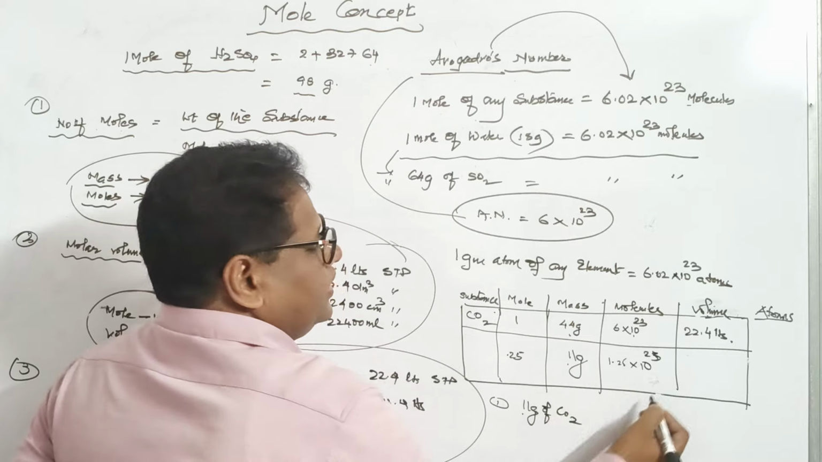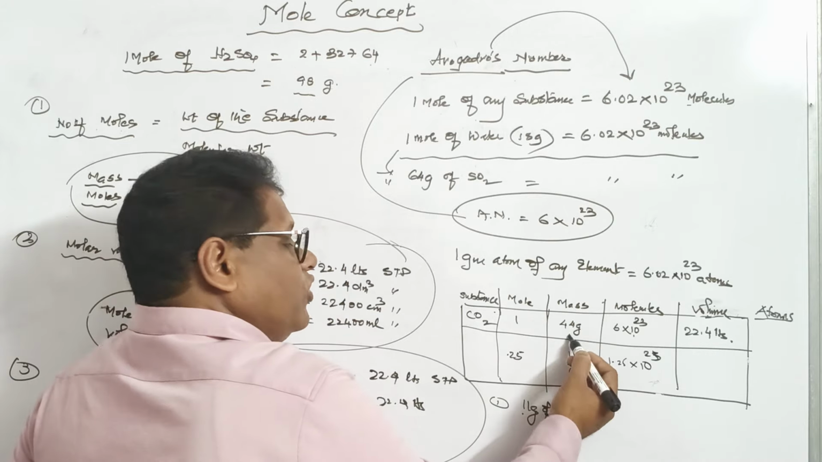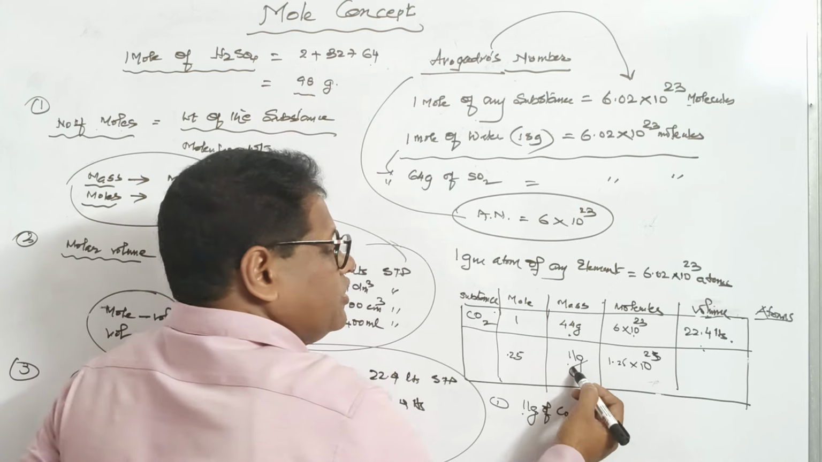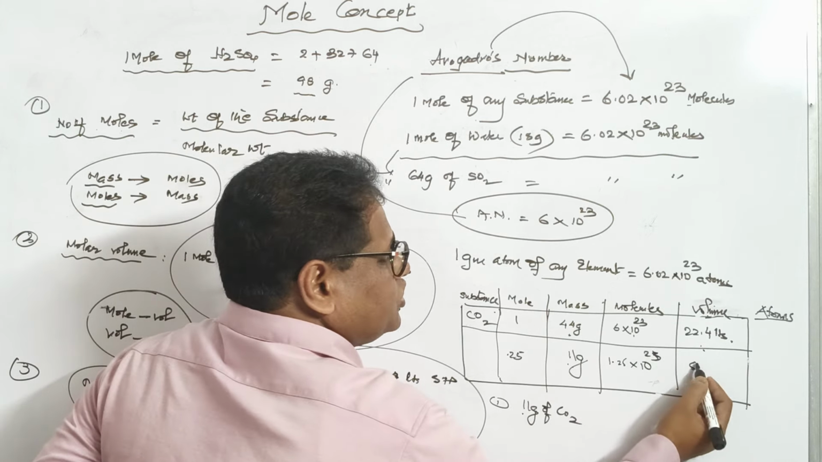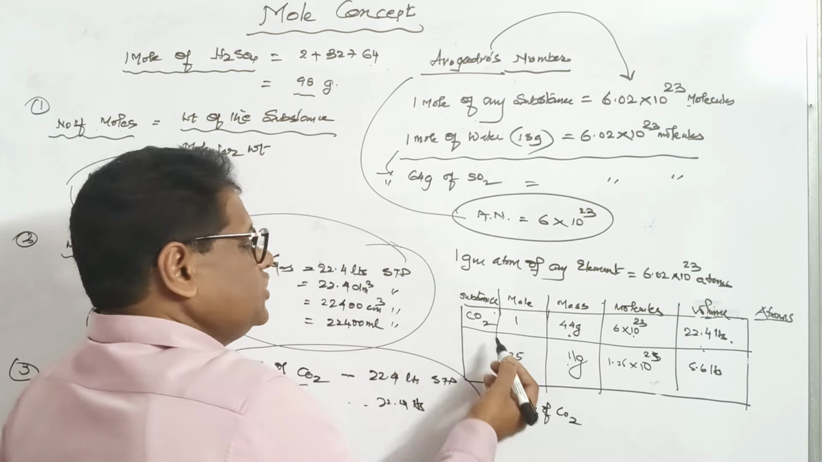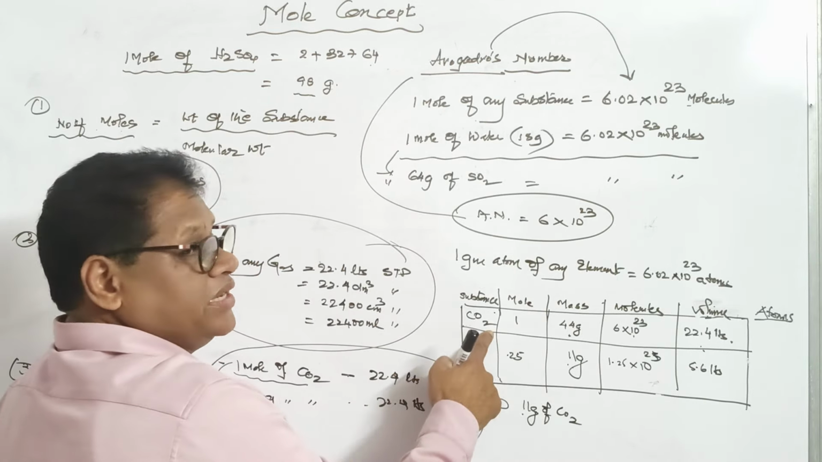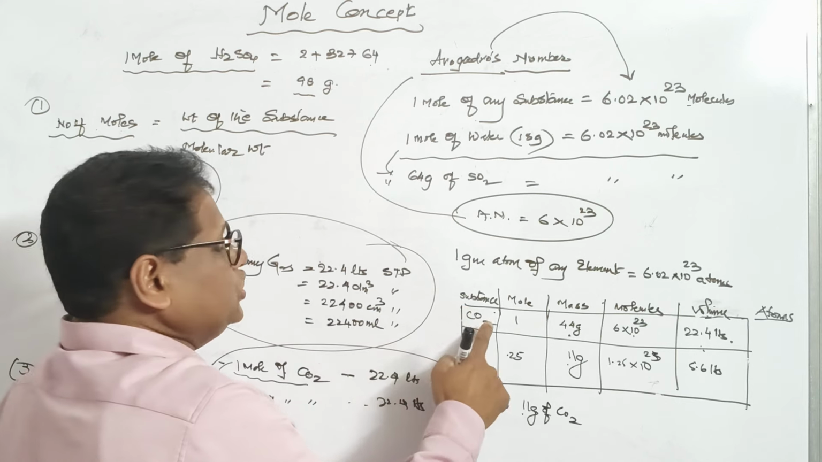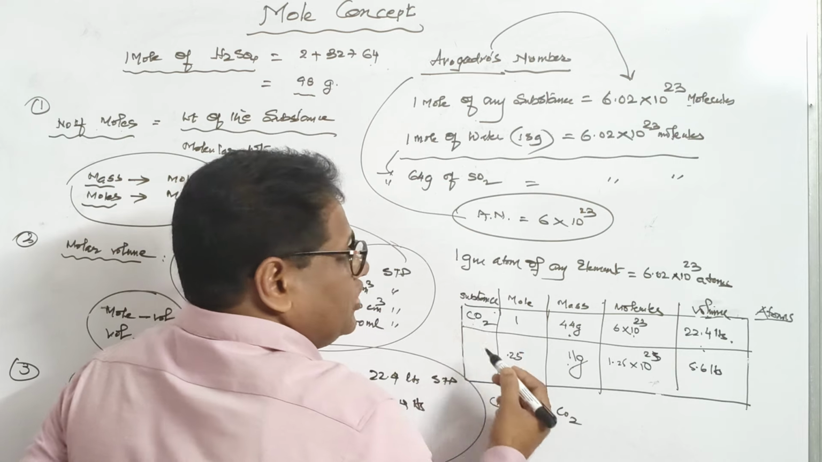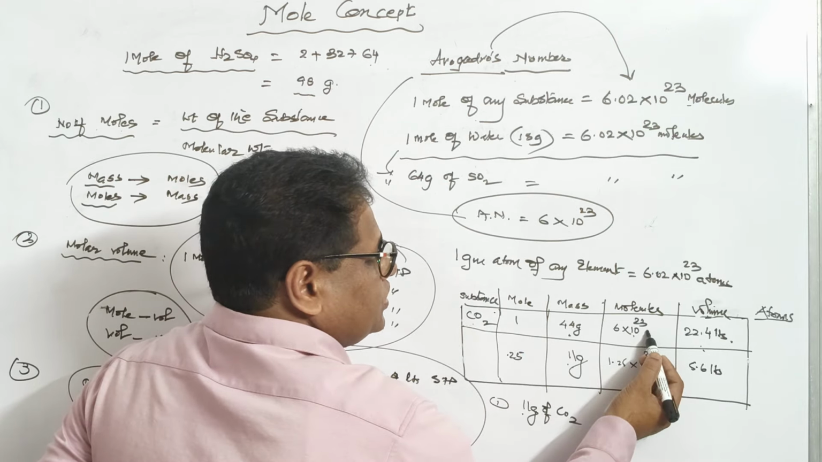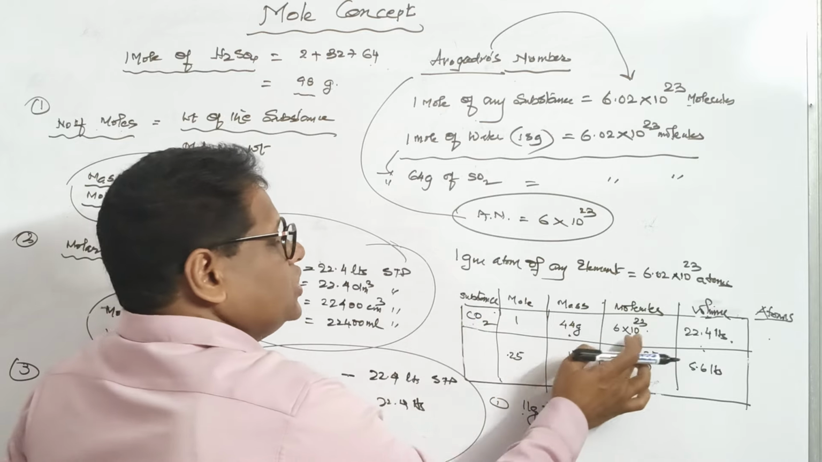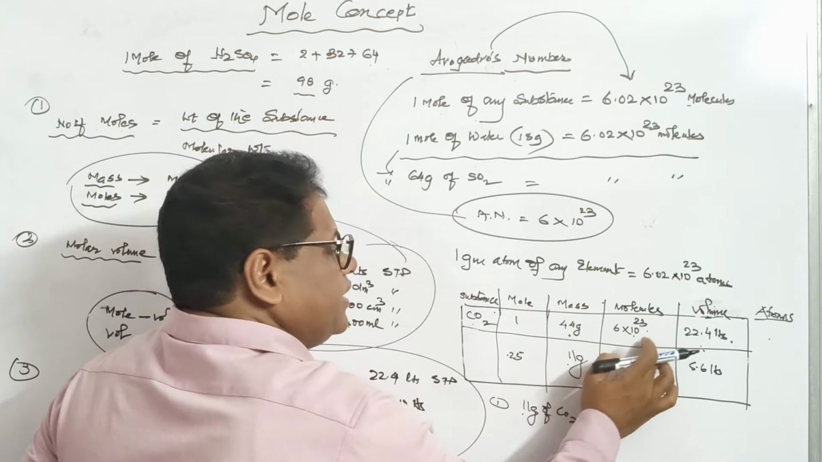Again, what about volumes? 44 grams can occupy this much liters at STP. So 11 grams will occupy 1/4. 1/4 of this comes to 5.6 liters. Now comes to atoms. Since one molecule of carbon dioxide contains 3 atoms, you can see 1 of carbon, 2 of oxygen. So 1 mole of this carbon dioxide contains these many molecules. So how many atoms will be there? Because one molecule contains 3 atoms, so these many molecules will contain 3 times this.